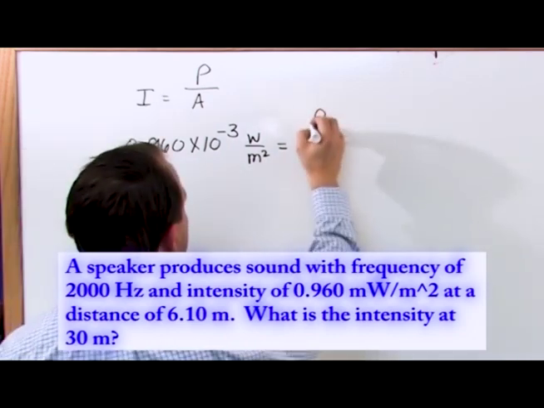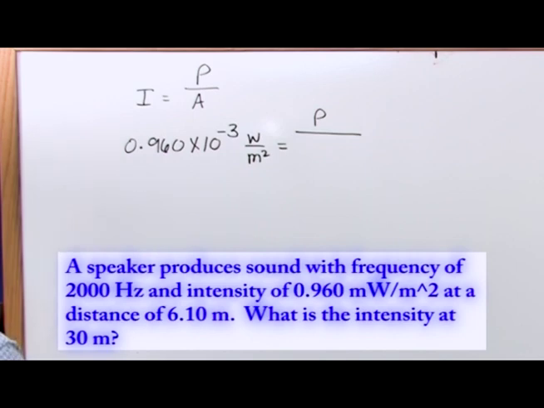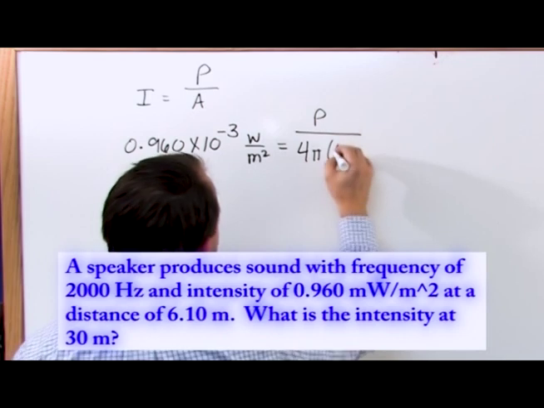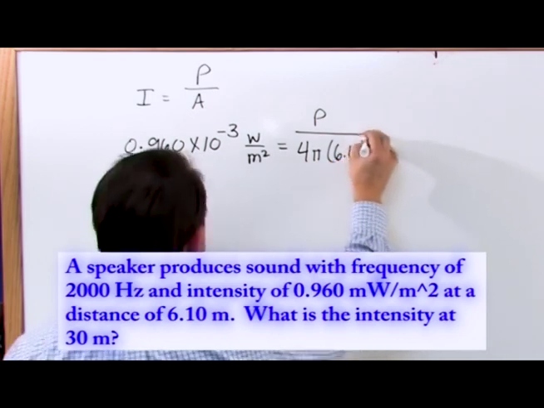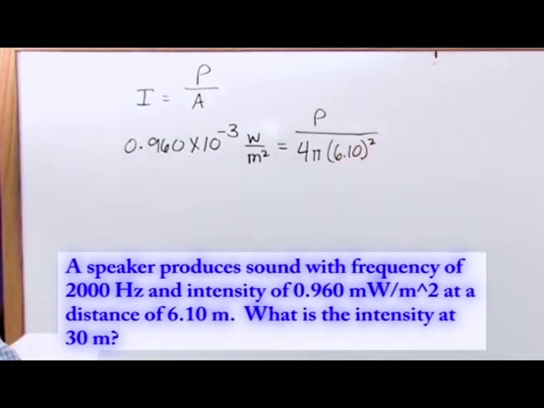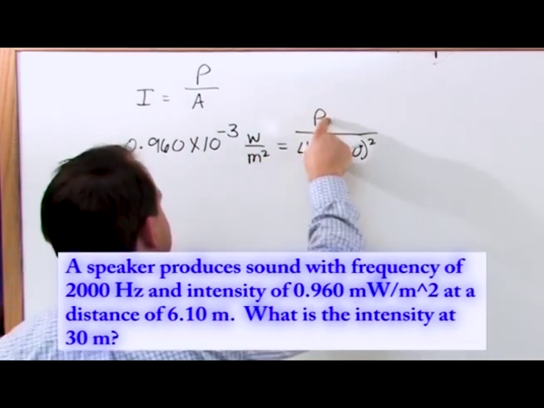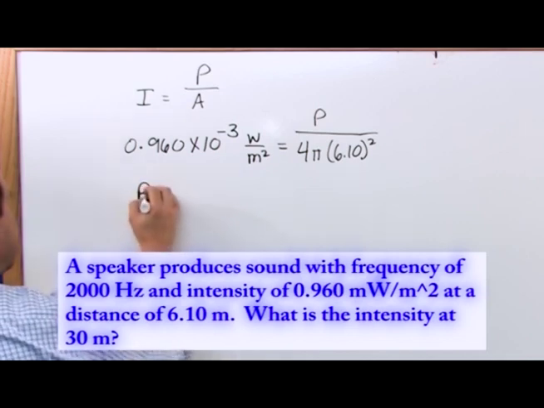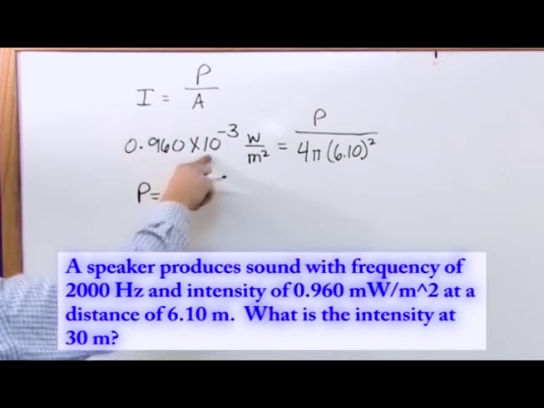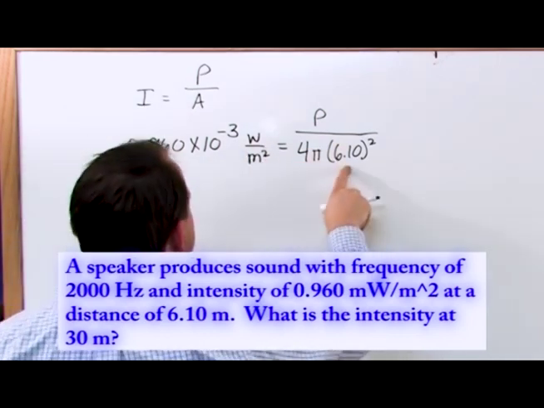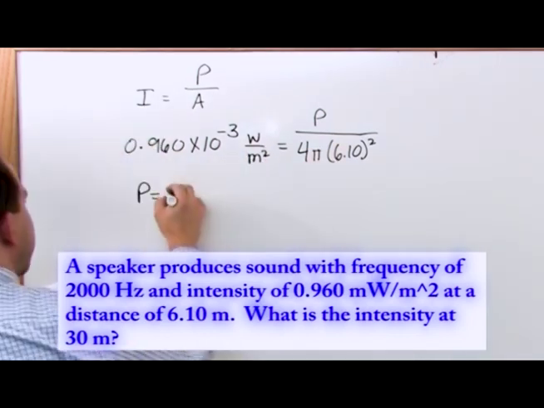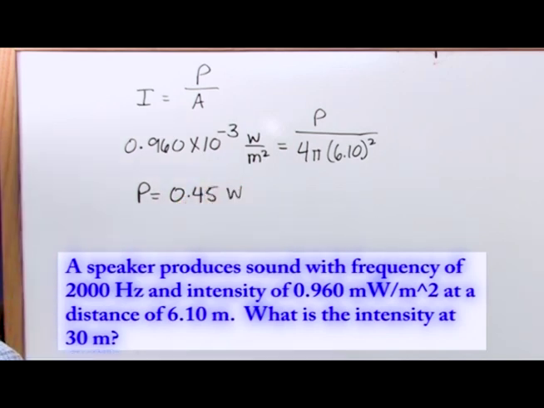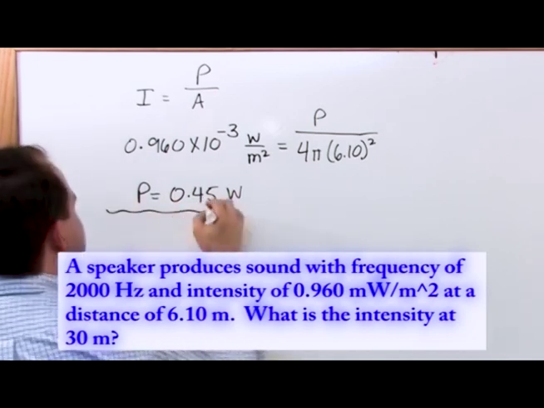It's equal to the power divided by the surface area. Now I know I'm at a distance of 6.1 meters, so that's going to be 4 pi r squared, so it's going to be 6.1 squared. So basically this is going to allow me to calculate the power emanated by the source, and that's going to help me in the second part of the problem. P is going to equal this number, 0.96 times 10 to the minus 3, times 4, times pi, times 6.1 squared. And what you will get is 0.45 watts. This is how many watts this speaker is actually outputting. It's an intermediate step needed.